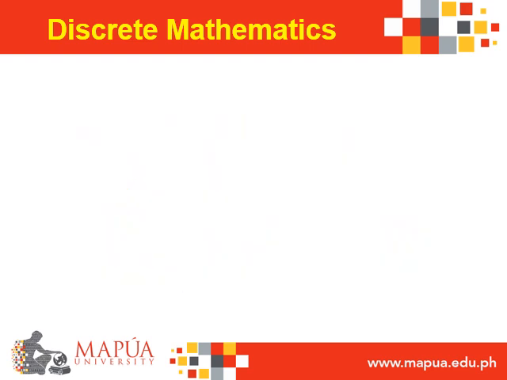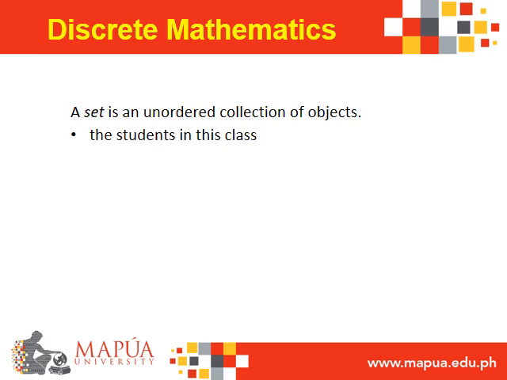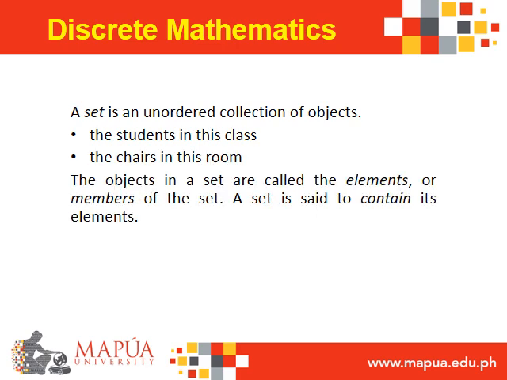As mentioned, discrete mathematics is primarily concerned with discrete objects or countable sets. A set is defined to be an unordered collection of objects. Therefore, it may be the students in this class. A set may be chairs in this room. The objects in a set are called elements or members of the set. A set is said to contain its elements.